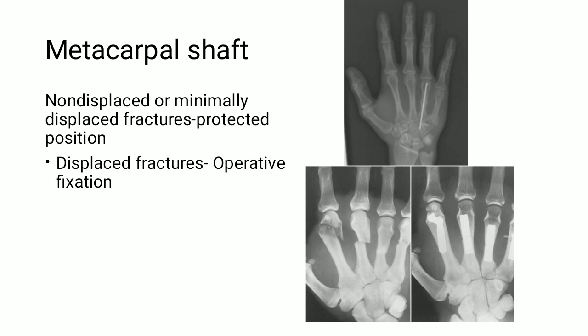So, metacarpal shaft fractures, non-displaced or minimally displaced, can be immobilized in a protected position. Displaced fractures may require open reduction or closed reduction and internal fixation with K-wire, interfragmentary screws, or plates and screws.